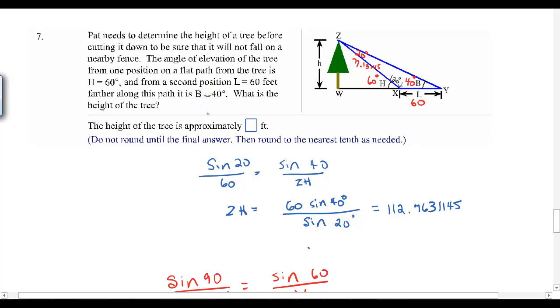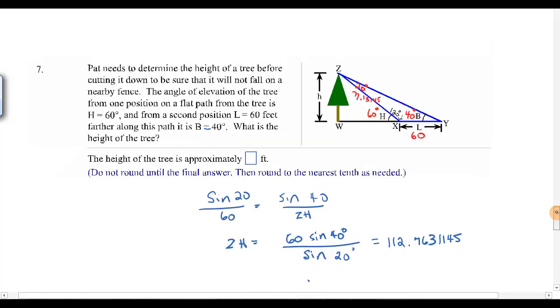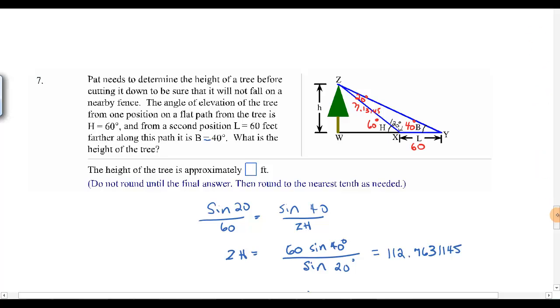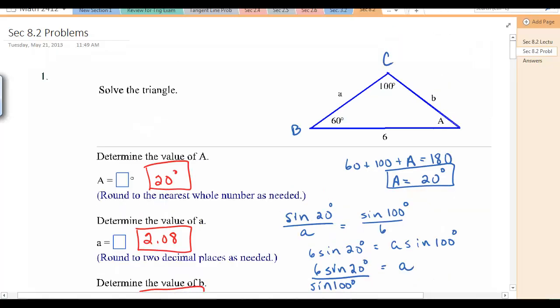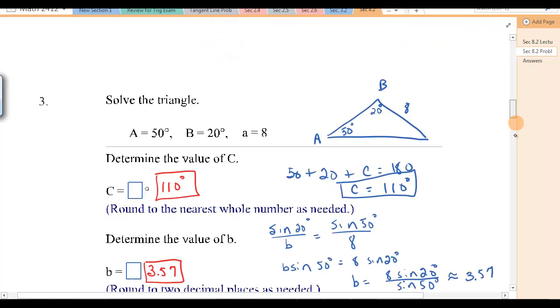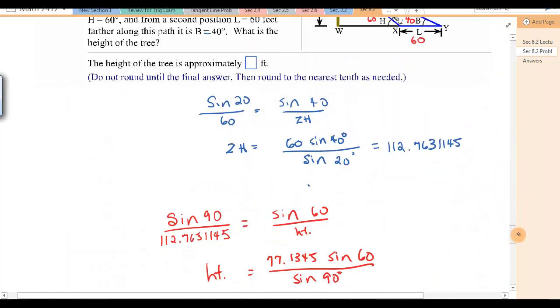So you've got one angle 60 degrees, one angle 40 degrees going up that way. A couple of things that I wanted you to note. Let me move my highlighter and come back down here.